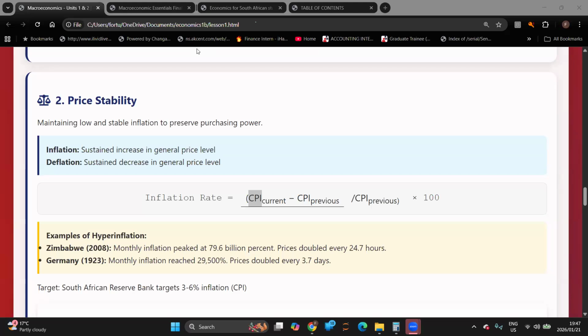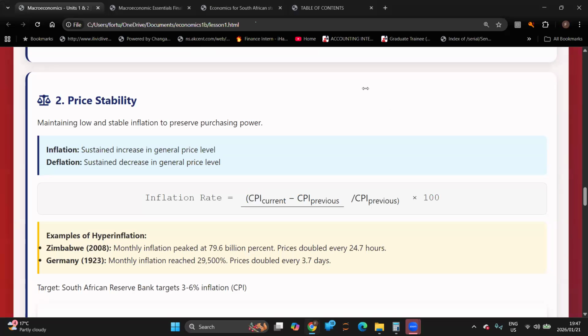So what is the cause of hyperinflation? That's a very, very good question. So the cause of hyperinflation, we're going to be zooming in on this deeply in unit number 6 when we look at the subject of inflation in itself.